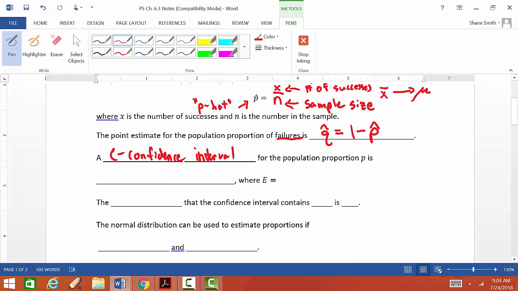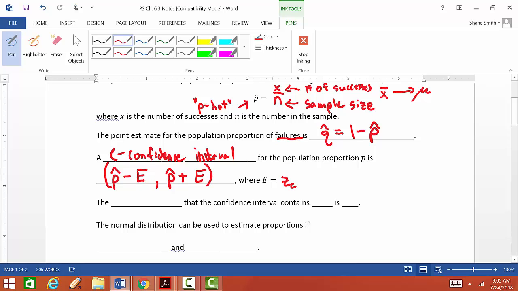And a c confidence interval for the population proportion P is, we're going to take P hat and subtract a margin of error. So instead of X bar, notice how this is P hat. And then we're going to take P hat and add a margin of error. And to get that margin of error, because we don't have a standard deviation, standard deviations we can only get from quantitative data, but we have qualitative data. So instead what we're going to do is use z-scores.